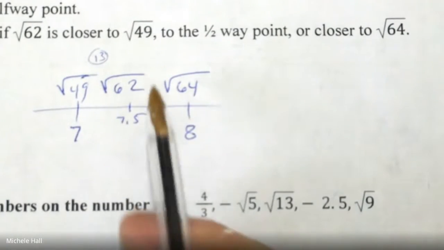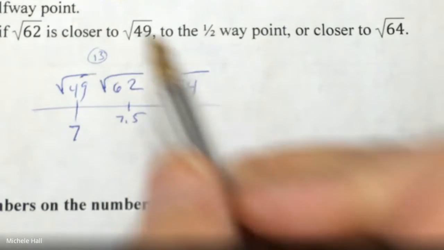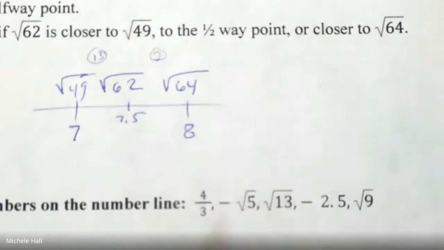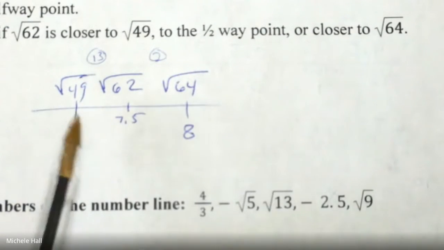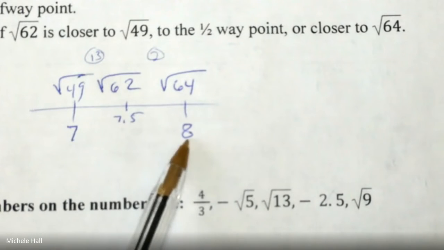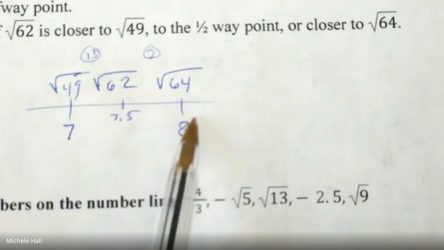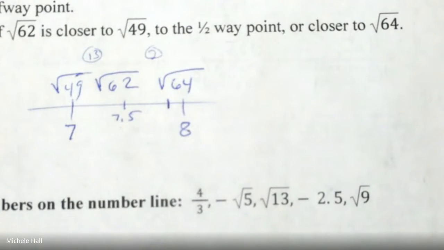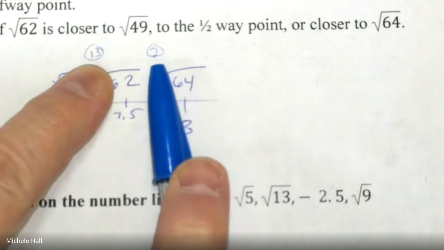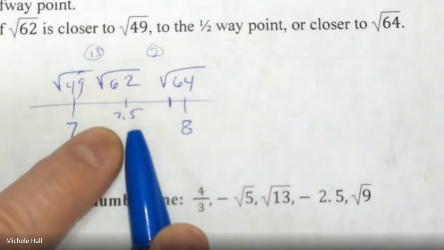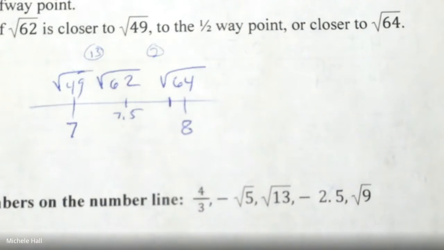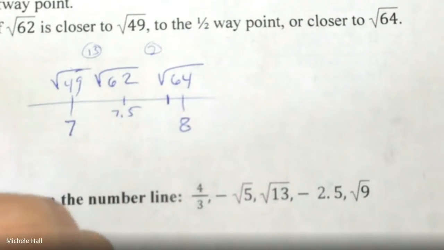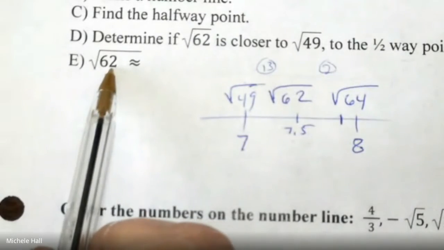How far away is 62 and 64? It's only 2 units away from it. So are we closer to 7, 7.5, or 8? We are definitely right here over near 8. Remember, if these distance numbers are closer to each other, that's when you know you'll be closer to 7.5. All right, so we're going to say that the square root of 62 is approximately what?